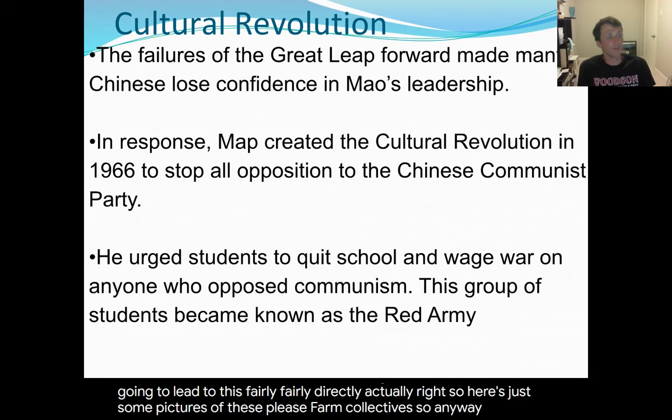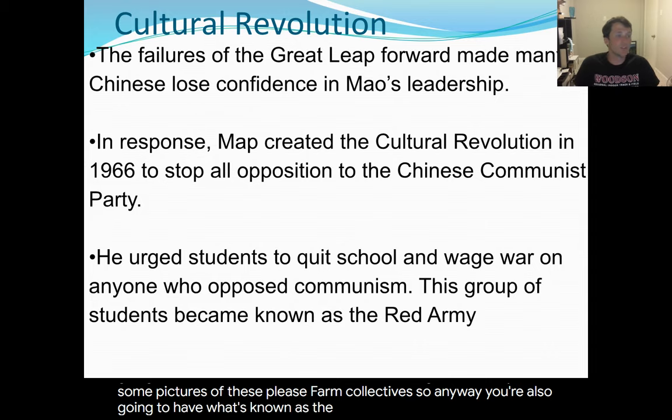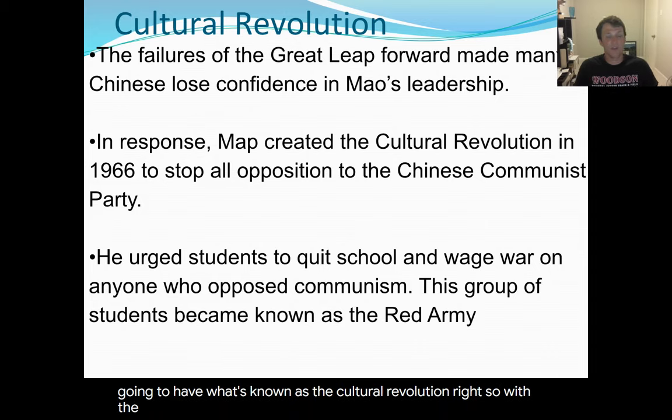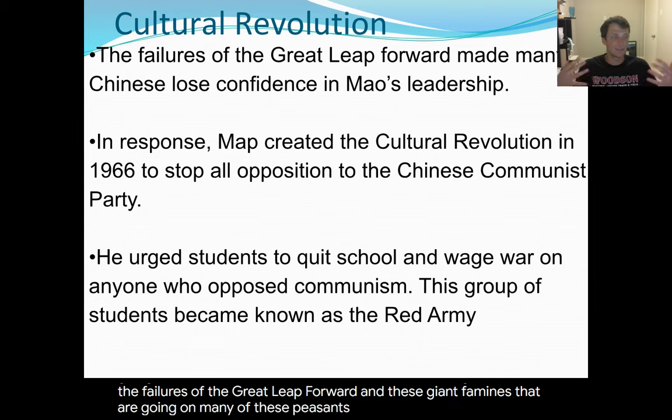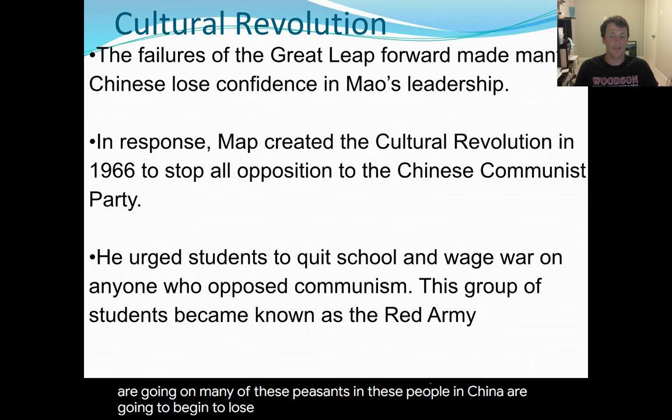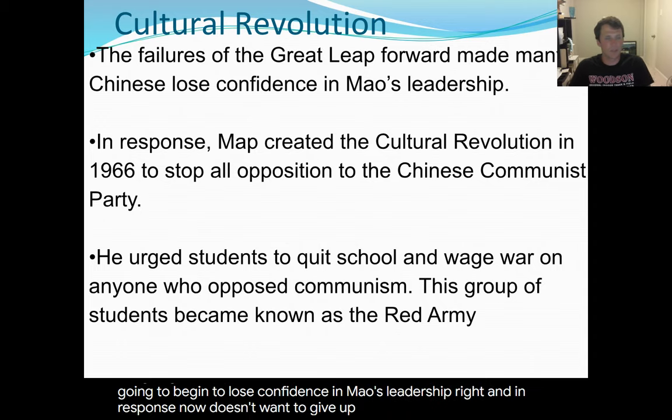So anyway, you're also going to have what's known as the Cultural Revolution, right? With the failures of the Great Leap Forward and these giant famines that are going on, many of these peasants and people in China are going to begin to lose confidence in Mao's leadership, right? And in response, Mao doesn't want to give up this power. That says MAP, but it should say Mao.